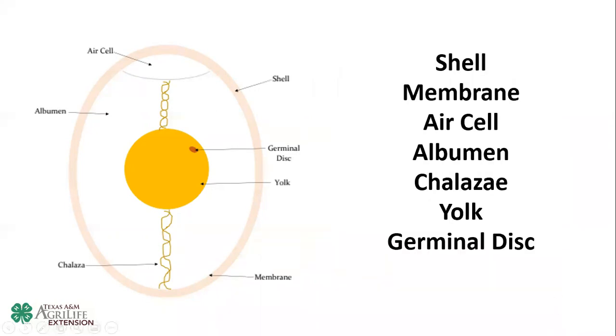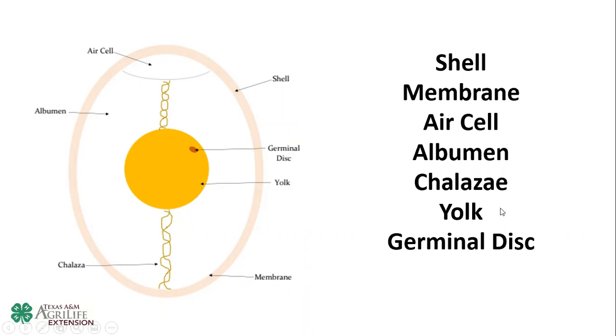So today we discussed parts of an egg, starting with the shell, which is the protective covering on the outside of the egg. And then we discussed the inner and outer membranes, and in between those membranes we have the air cell, which exchange gases. And then we have the albumen, which is the white part inside the egg, and then the chalaza, which is the rope-like structure that keeps the yolk in the center of the egg.